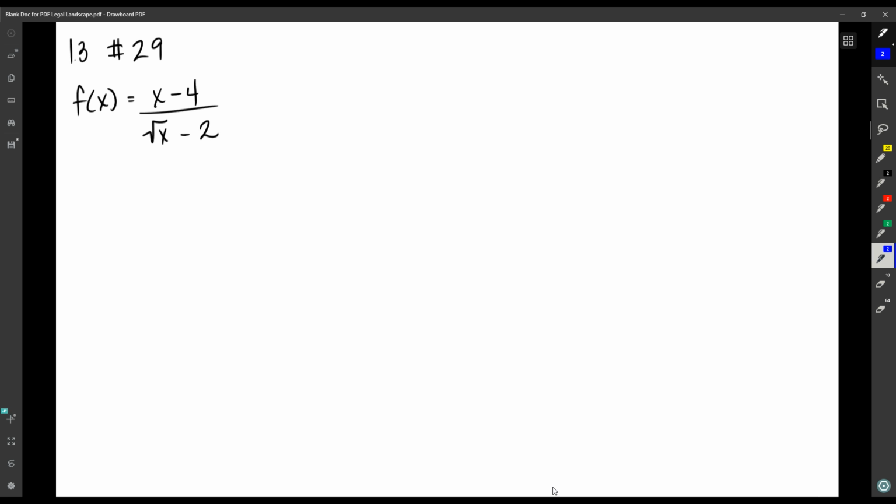All right, we're going to take a look at number 29 from 1.3. So we have a function f of x is (x minus 4) over (root x minus 2). And we're trying to find an extension of this function at the point x equals 4 that is continuous everywhere. So let's back up a step and talk about its discontinuity. And do that by saying, well, what is f of 4?